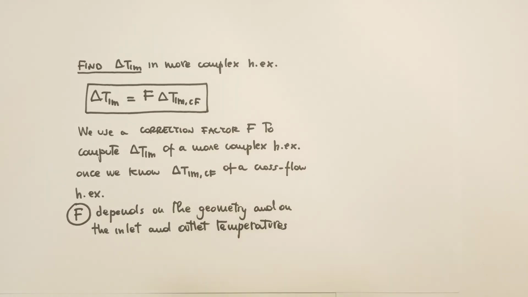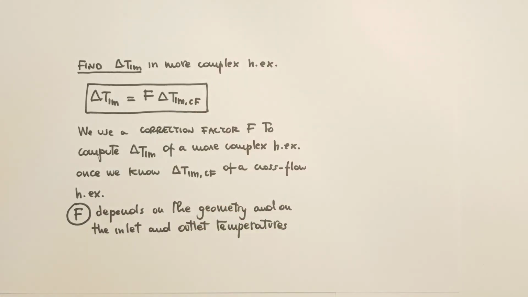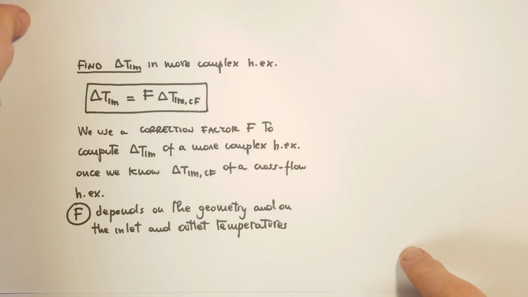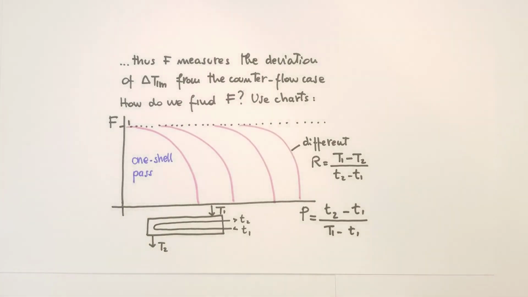So all we need to do is use the 4 temperatures that we have, the 2 inlet temperatures and the 2 outlet temperatures, and we find the delta TLM as if the heat exchanger were in cross flow in the idealized case, and then we multiply by F. So F depends on the geometry and also depends on the 4 temperatures. So how do we find F? Remember, F represents the deviation from the idealized case of the cross flow. The best way to find F, which is also quite a quick way, is to use charts.